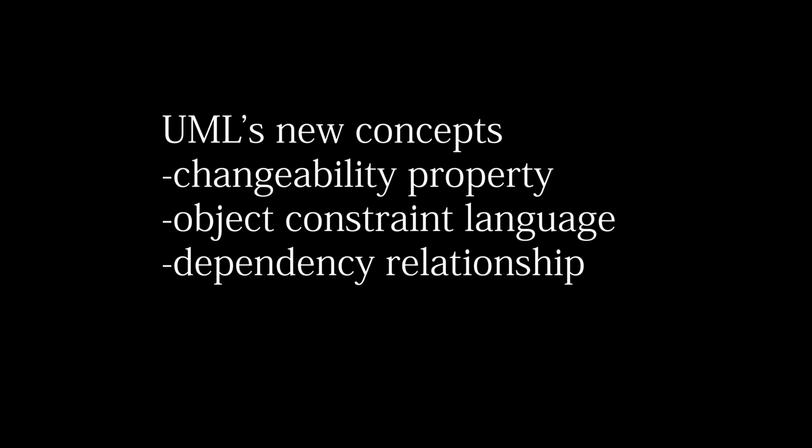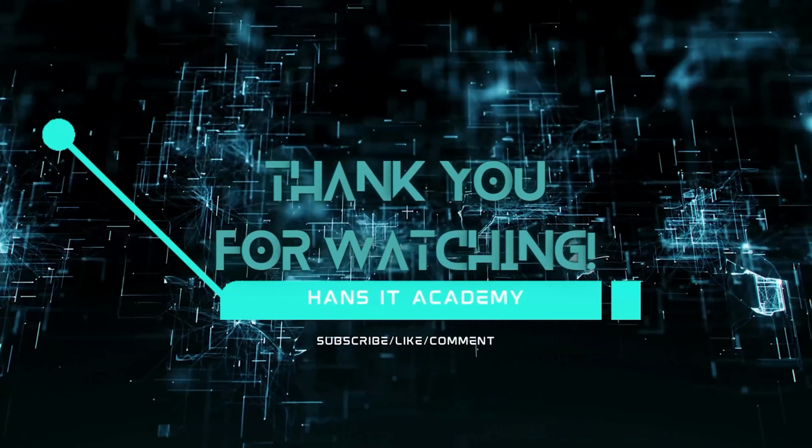Then we have the dependency relationship that is denoted by a dashed line in the UML model. When an object of one class uses an object of another class in its methods, but the referred object is not stored in any variable, it is called dependency.